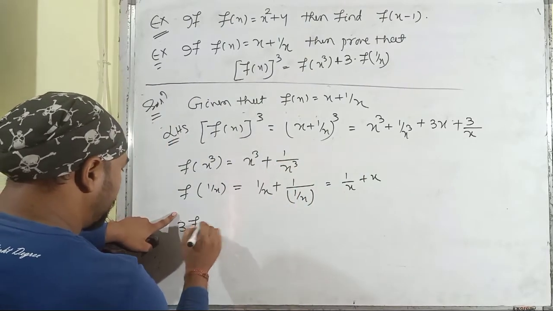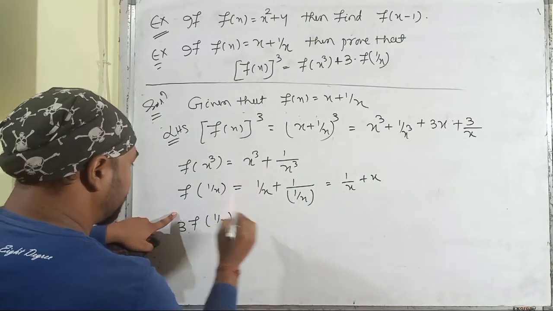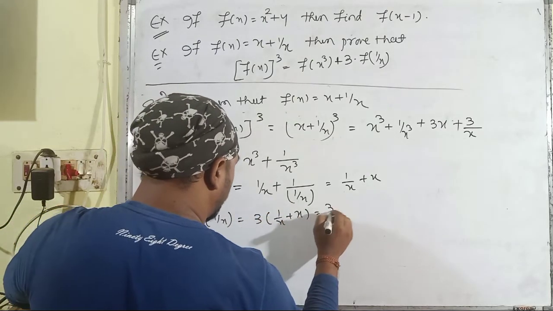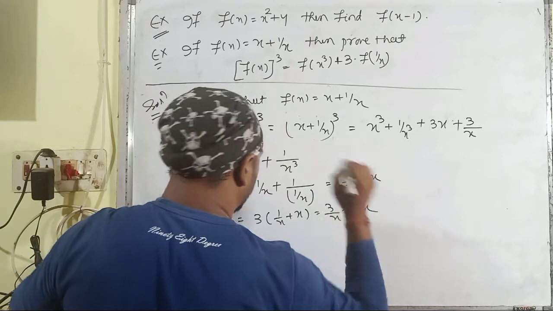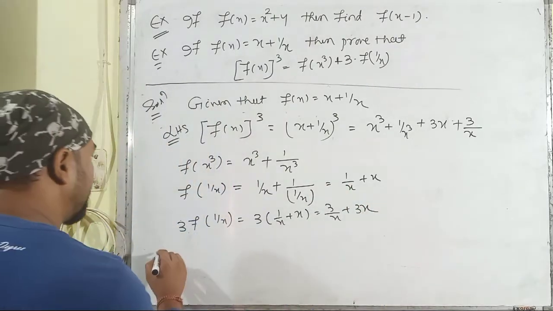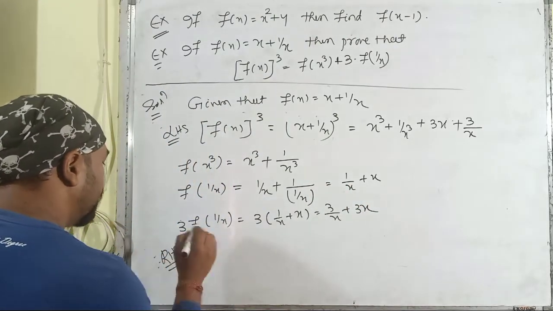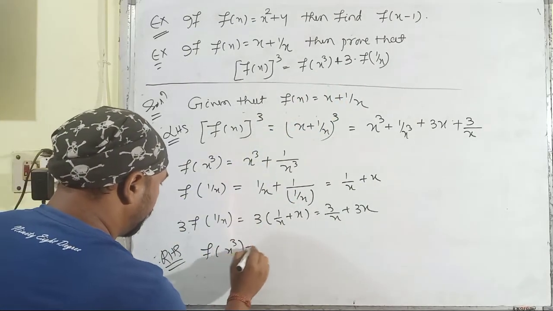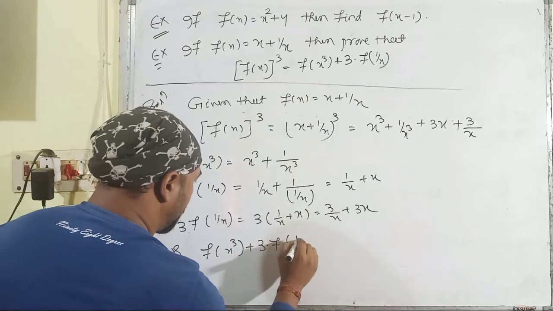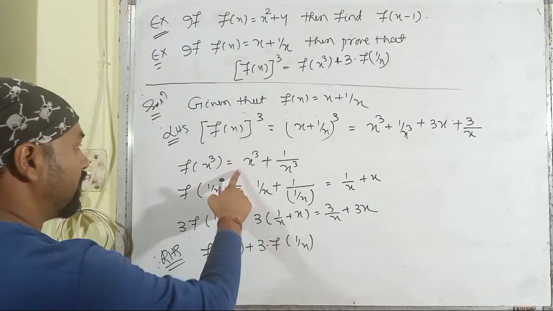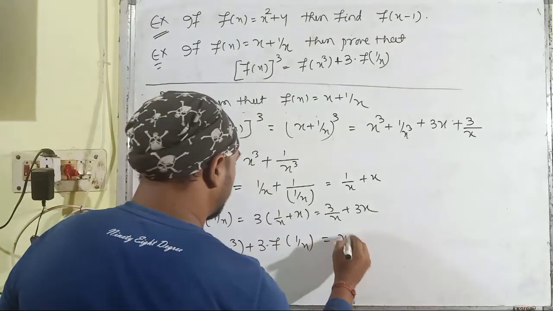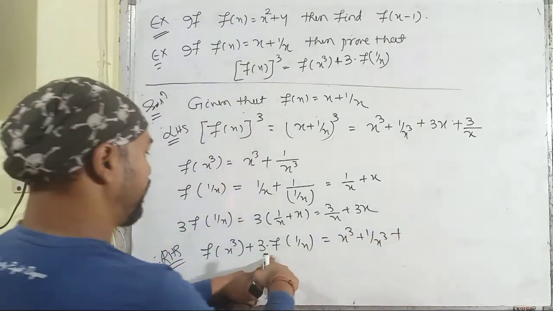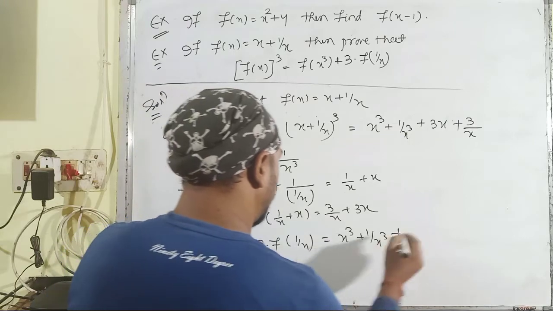Then 3 multiplied with f of 1 by x is 3 multiplied with 1 by x plus x. So it is 3 by x plus 3x. Then we go through the right hand side part. Right hand side part is f of x cube plus 3 multiplied with f of 1 by x. Here we have evaluated f of x cube, that is x cube plus 1 by x cube.